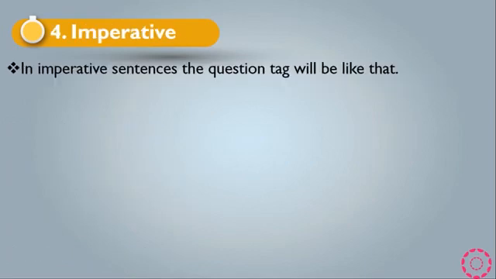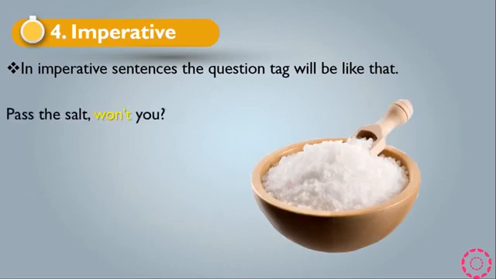So number 4, we have imperative. In imperative sentences, the question tag will be like this. Pass the salt, won't you? As you see, we don't have a verb to be, there is no past simple or present simple, and there are no modal verbs. Pass the salt is an order. If the sentence is an order or a request, we have to use won't.